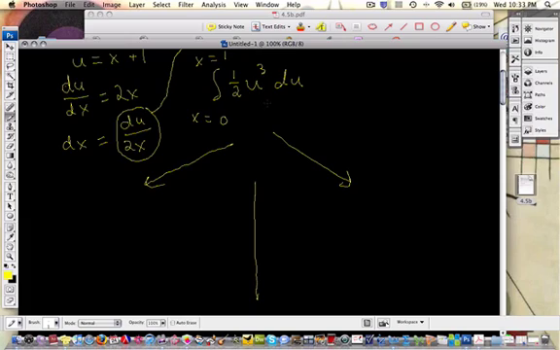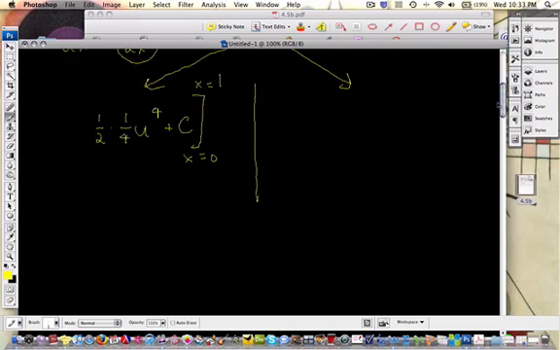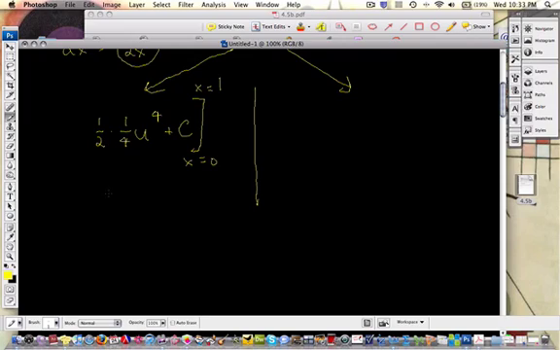The first one, I'm just going to find this indefinite integral. Okay, I'm going to find just the antiderivative of 1/2 u cubed du. So that would be 1/2, that's a constant, times the antiderivative of u cubed, which is 1/4 u to the 4th plus c, right? And I'm doing that from, again, x equals 0 to x equals 1. So this is 1/8 u to the 4th plus c from x equals 0 to x equals 1.